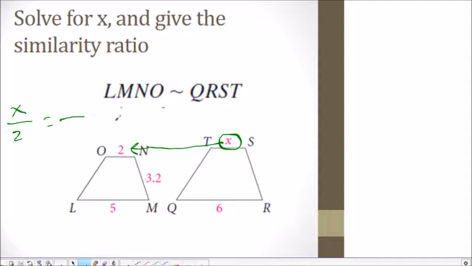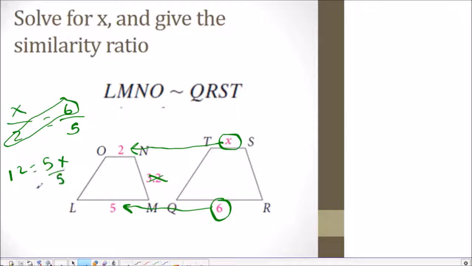I know there's going to be another fraction, and I'm going to look for a pair of numbers. What happens sometimes, people start with 3.2, but there's nothing that goes with 3.2, so that's a distractor number. That doesn't do us any good. And then the next thing is, I started with the bigger shape, so I need to start with the bigger shape again. So I'm going to start with 6, and I'm going to pair that up with 5. So 6 over 5, let's cross multiply, and I get 12 equals 5x. So let's divide by 5. And then we get 2.4 equals x.